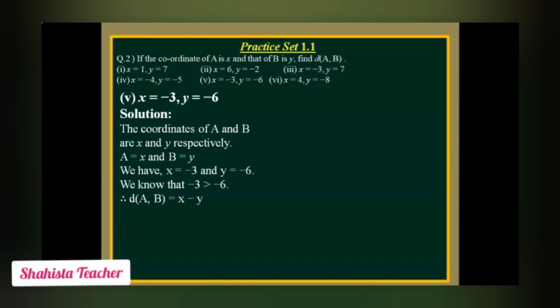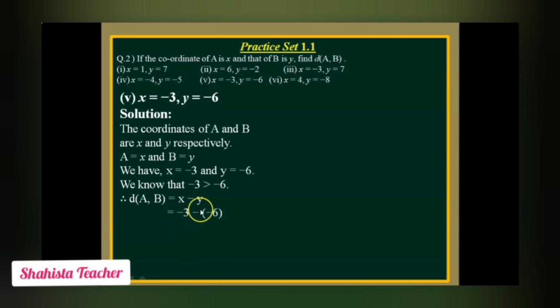But we are calculating distance. For this distance, we have to put here a minus sign. So distance of A comma B is equal to x is how much? -3. And y is how much? -6. This y we will put inside the bracket. Okay, and this is the minus sign to calculate the distance.